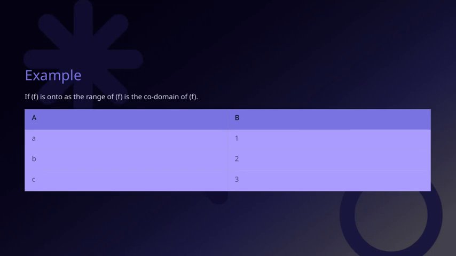So let's look at this statement. If the function f is onto, then its range is actually equal to its codomain. In other words, being onto means that every element in the codomain has a preimage in the domain.